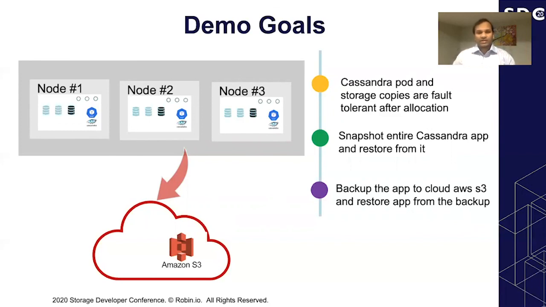restore that particular data. And the third thing we'll show is to take a backup to the AWS S3 object store, and we'll simulate an error like deleting the complete app, and we'll use that particular backup to restore this particular application.